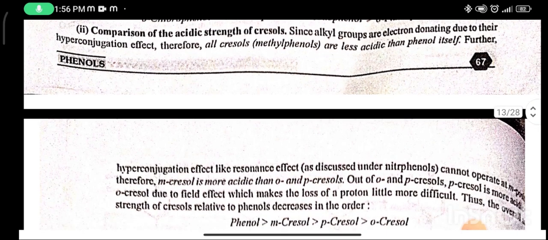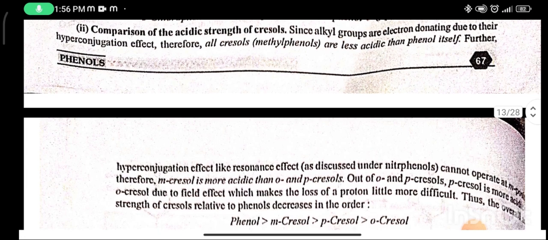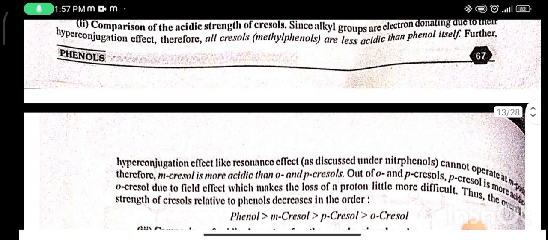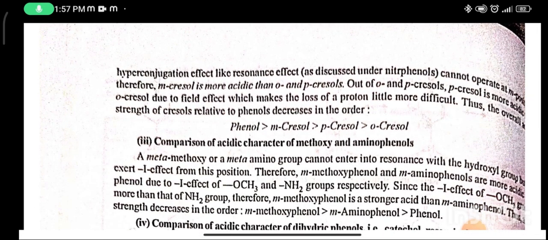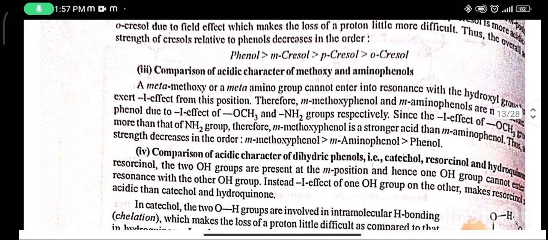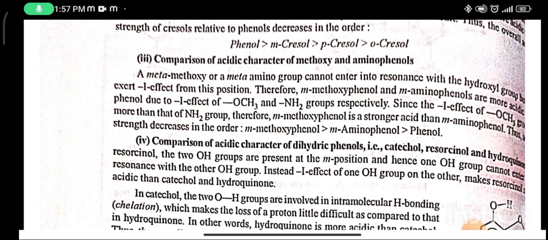Since the alkyl group is electron donating due to the hyperconjugation effect, all the cresols (methyl phenols) are less acidic than phenol itself. The hyperconjugation effect, like resonance, cannot operate at the meta position. Therefore, meta-cresol is more acidic than ortho and para. Out of ortho and para cresol, para-cresol is more acidic than ortho-cresol due to the filled effect, which makes the loss of a proton a little more difficult. Thus the overall strength of cresols relative to phenol decreases in the order phenol > meta-cresol > para-cresol > ortho-cresol.